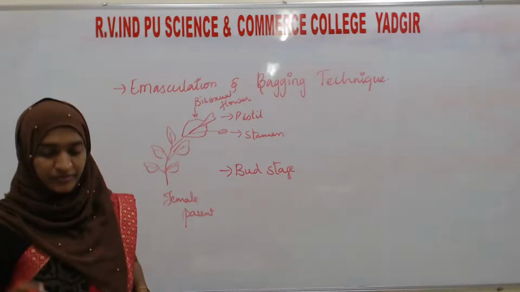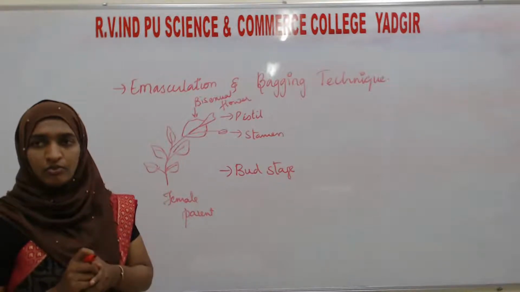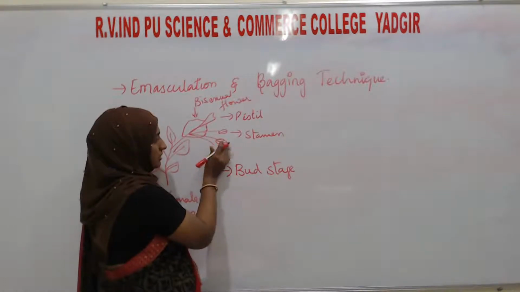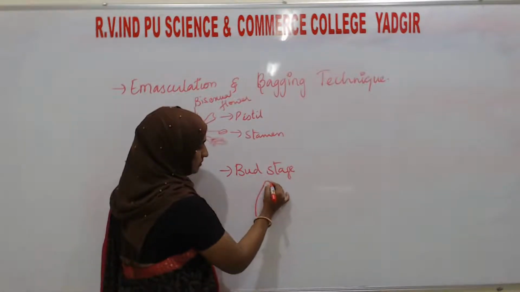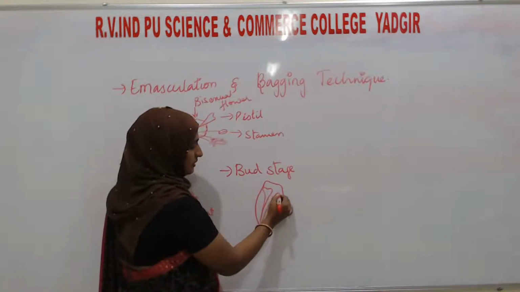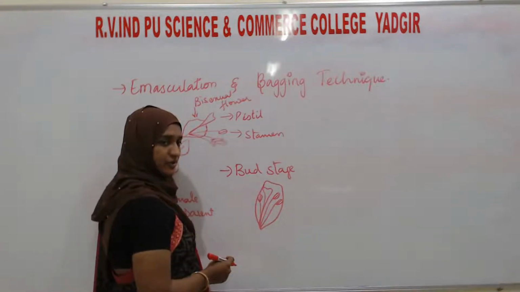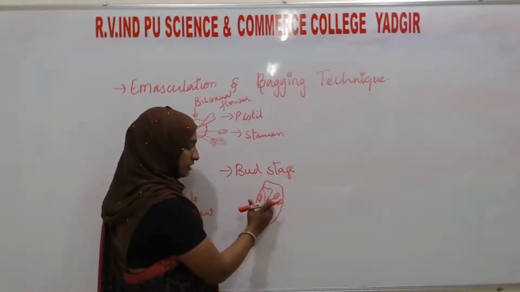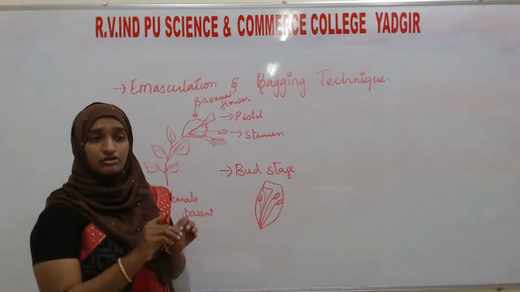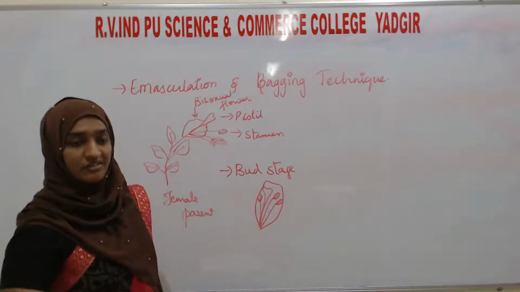What they will do is they are going to remove the anthers from that particular bud. See, for example, this is the bud, and here I will show you. This is the bud in which there is a presence of pistil and the anthers. So what they are going to do is remove these anthers from this bud. Artificially, they are going to open it. Then they are going to remove all these anthers from this bud.